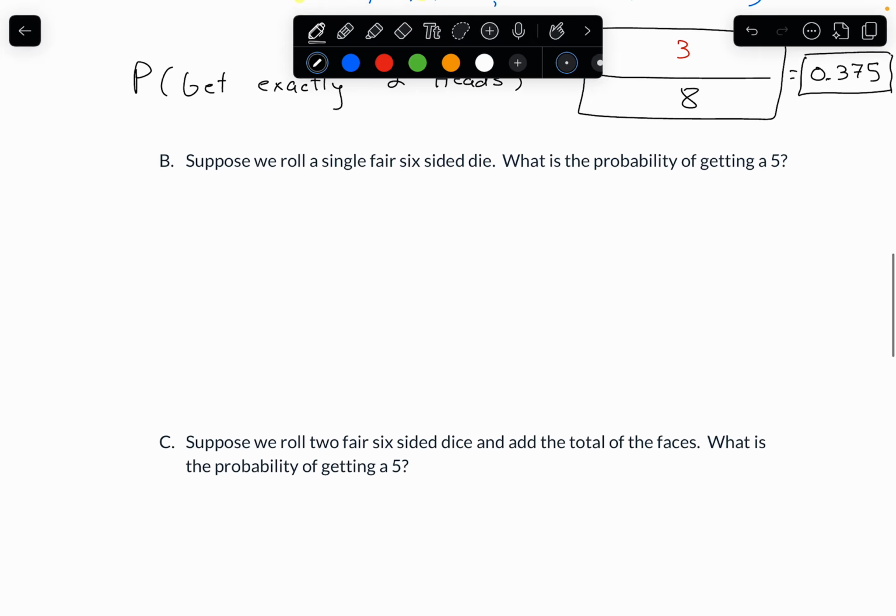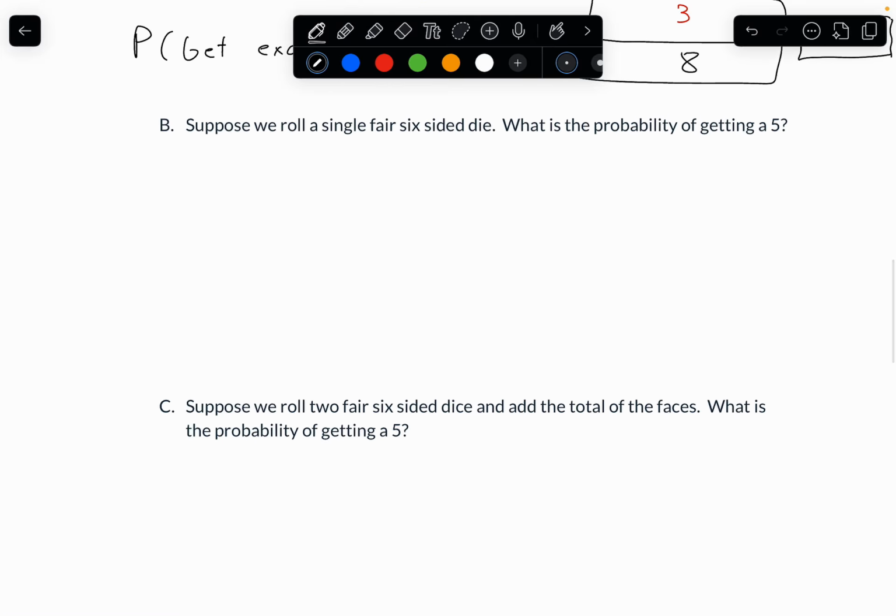Next example, part B, it says, suppose we roll a single fair 6-sided die. What is the probability of getting a 5? Now, in this case, we don't have the sample space, but this is a relatively simple experiment. We can just go ahead and list that out. So the sample space for this experiment, if we roll a single fair 6-sided die, well, you could get 1 through 6. So that would be 1 or 2 or 3 or 4 or 5 or 6.